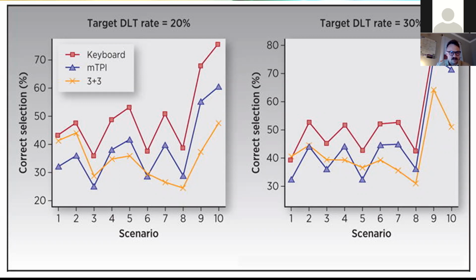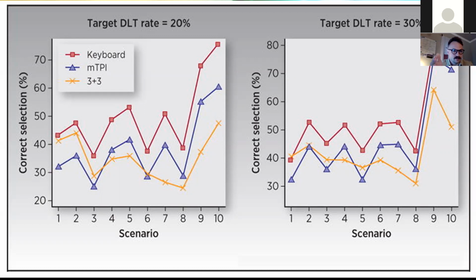And the other thing to note, the MTPI doesn't seem to perform that much better than the 3+3. It kind of bounces in and out in terms of correct selection. But look at our keyboard design. That is consistently performing better than both the MTPI and the 3+3 in terms of choosing the correct MTD. And notice, while there is some variation just because of the simulations, this is consistent for both the target DLT rate of 20% and 30%.